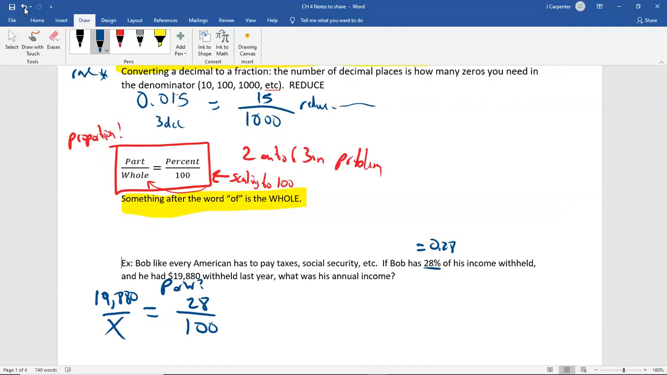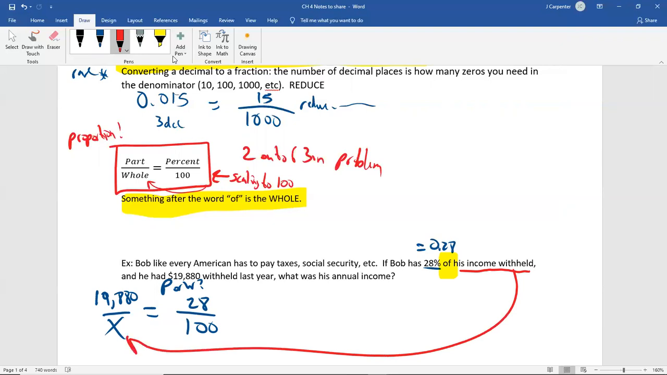Now, if you can't conceptualize why that's the part and not the whole, here's our word "of," and we said that the something after the word "of" is the whole. What's the something that comes after that word "of"? His income, not what the government took, his income. So his income should be the bottom. That's just an alternate way to have figured out which goes top and bottom.